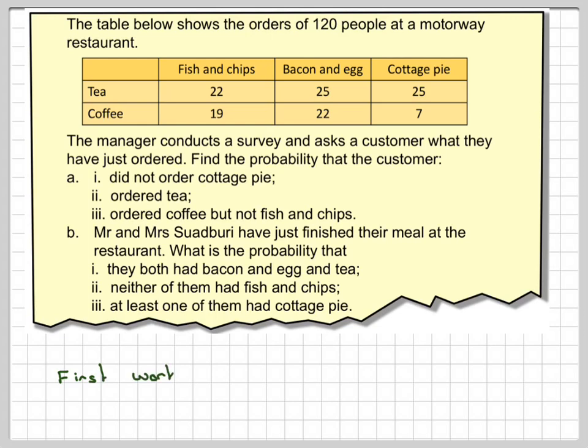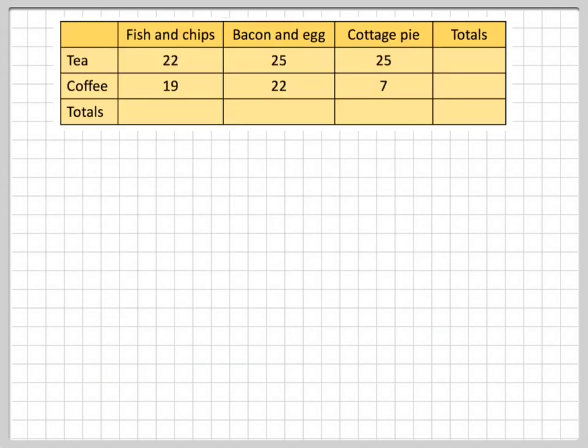Okay, the first thing to do is to work out the totals. So you need to add an extra row and an extra column on your two-way table. These are called the totals, so we just add them up. This is 72. That's 22, 25, 25. And then we do 19, 22, and 7 to get 48. 22 and 19 to get 41. 25 and 22 to get 47. 25 and 7 to get 32. We add these two up and these three up separately and check that both ways we get 120.